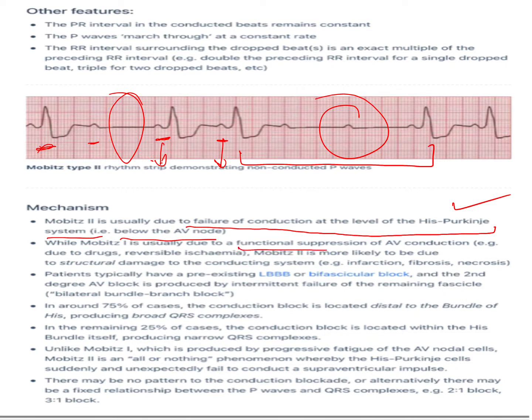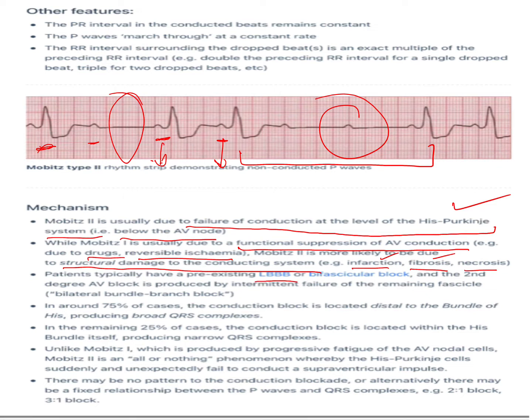Mobitz type 1 is usually due to functional suppression of the AV conduction, for example, due to drugs, reversible ischemia. But Mobitz type 2 is more likely due to structural damage to the conductive system. Means there is structural damage, maybe because of infarction, fibrosis, necrosis. So in type 1 second degree heart block, there is a functional suppression of the AV conduction system due to drugs or reversible ischemia. But in Mobitz type 2, there is a structural damage to the conductive system because of infarction, fibrosis, necrosis.